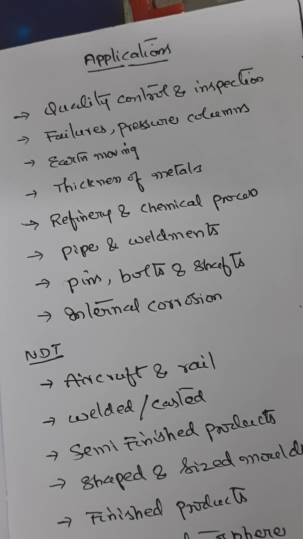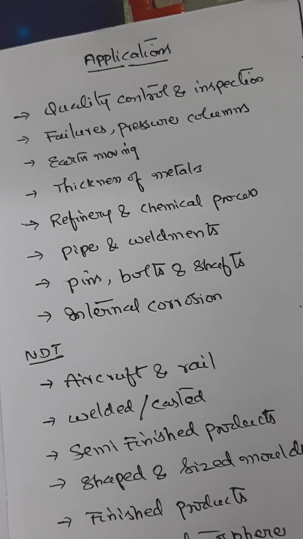Ultrasonic techniques are used in measuring the thickness of metal sections. They are used in thickness measurements made on refinery and chemical processing equipment, submarine hulls, aircraft sections and pressure vessels. Ultrasonic techniques are used to inspect pipe and plate weldments. They are used to inspect pins, bolts and shafts for cracking. They are also used to detect internal corrosion.